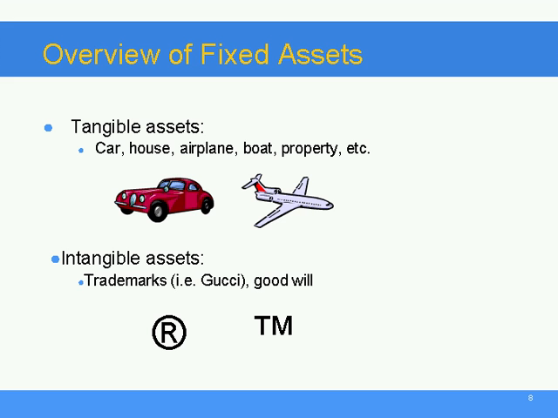So you can see that fixed assets can be divided into tangible and intangible. Tangible: car, house, airplane; intangible: trademarks, goodwill. And how do we specify the fixed assets? We can select options: tangible, intangible, other type in the fixed assets form.